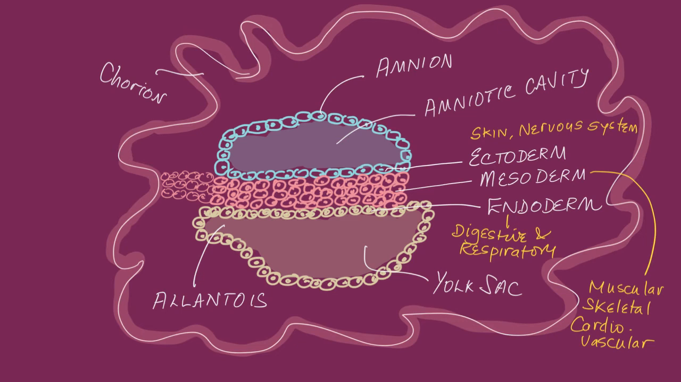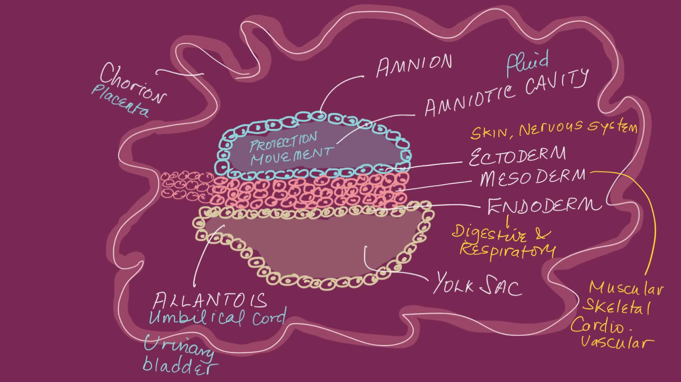The amnion and the amniotic cavity contain the amniotic fluid. And the function of the amnion is protection, and it provides movement for the growing embryo. The protection is from changes in temperature that occur outside the embryo, and also acts as a cushion against external trauma. It acts like an airbag.